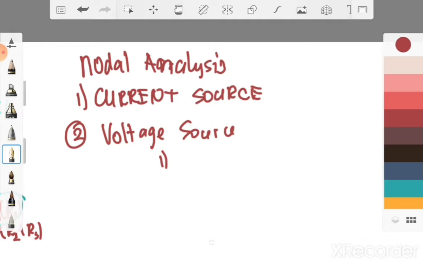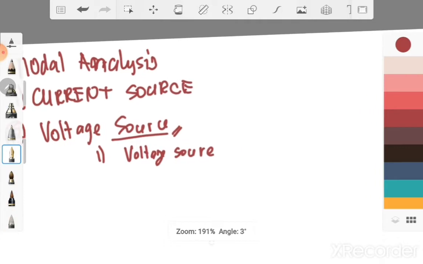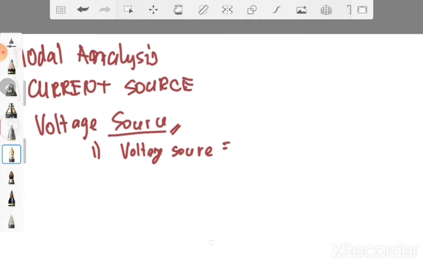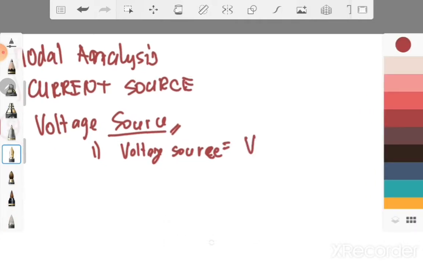Later on, I will solve for the supernode and your plain voltage source, wherein your voltage source will be on the sides or on the node of the circuit. So voltage source wherein the voltage source is equal to the voltage at the node of the circuit. Voltage source is equal to voltage at the node.